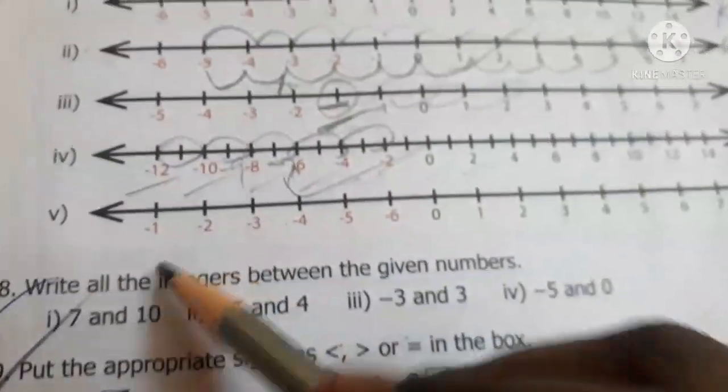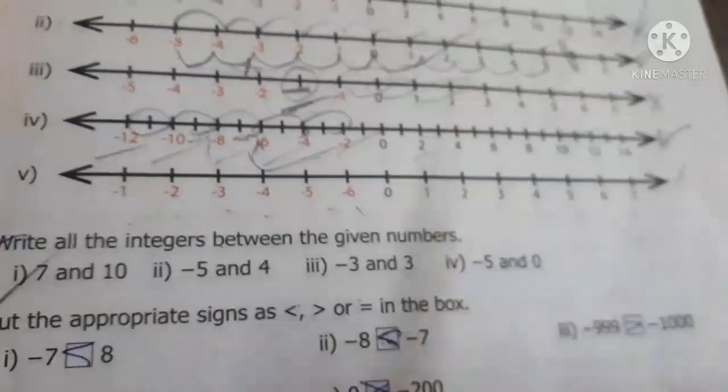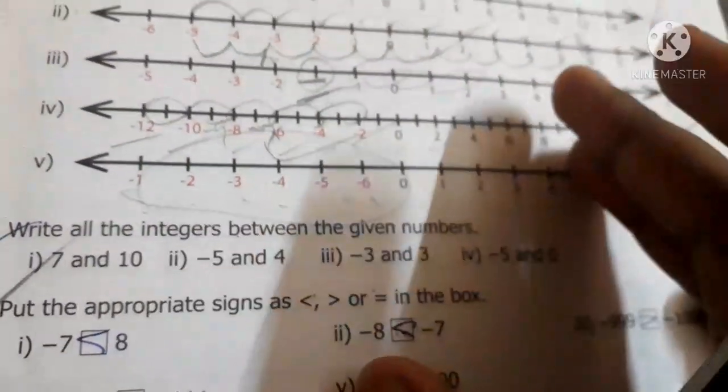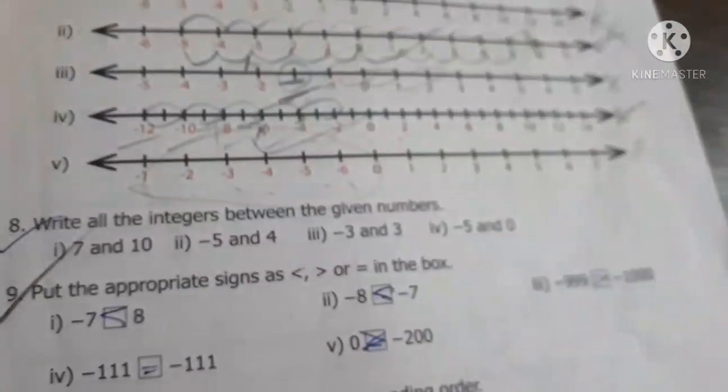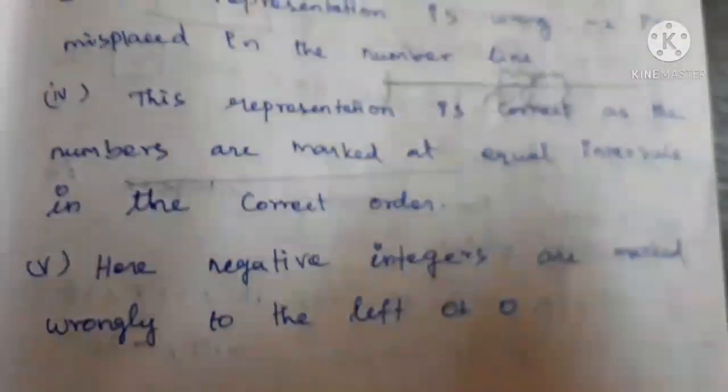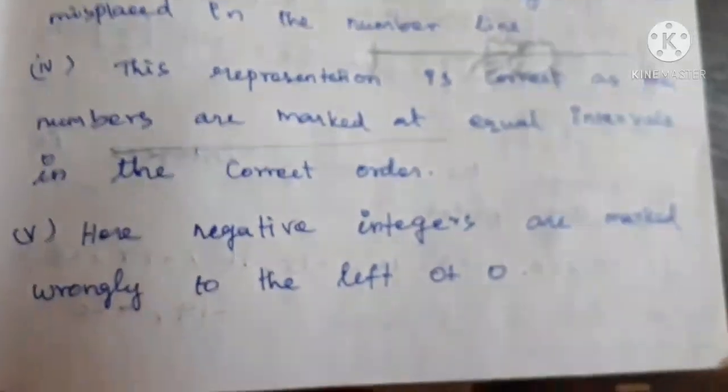Fifth one: minus 1, minus 2, minus 3, minus 4, minus 5, minus 6, 0, 1, 2, 3, 4, 5, 6, 7. Here you can note one thing. I told you the negative numbers will go in reverse order, but this is going in a normal order, so it is wrong. Here negative integers are marked wrongly to the left of 0. Okay, that's your answer.